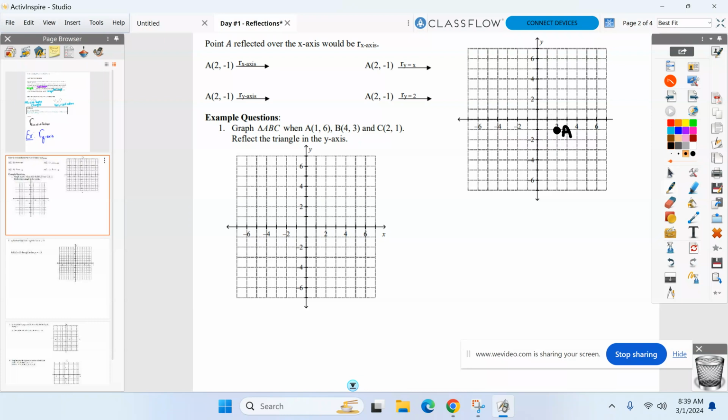Everyone sees the lowercase r. Oh, I'm doing a reflection. Where? Look at the subscript, over the x-axis. So how do I reflect a point over the x-axis? Distance stays the same. And when I say distance, don't get freaked out. I don't mean the distance formula. Right now, point A is how many units from the x-axis, the line I'm reflecting over? 1 unit, which means it's going to go 1 unit in the opposite direction from the x-axis. So I count 1 unit, I go 1 unit in the other direction. There's my reflected point.